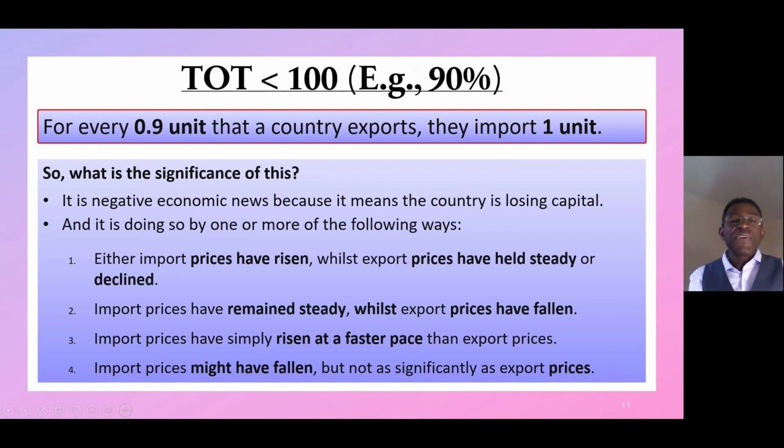So this is the first part of the video on terms of trade. In the second part, I will be looking at the implications of TOT for economies. Please do look out for that video.